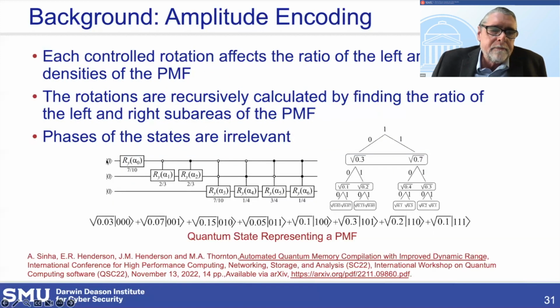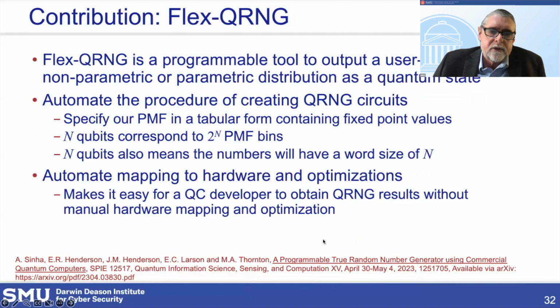And then we implement that transformation in our oracle in this way. It can be shown in our paper that it's really just a series of rotations about the y-axis. And there is a relationship between these rotation angles alpha and the normalized values of the probability distribution that we wish to synthesize. So we end up with a quantum state representing a user-defined probability mass function.